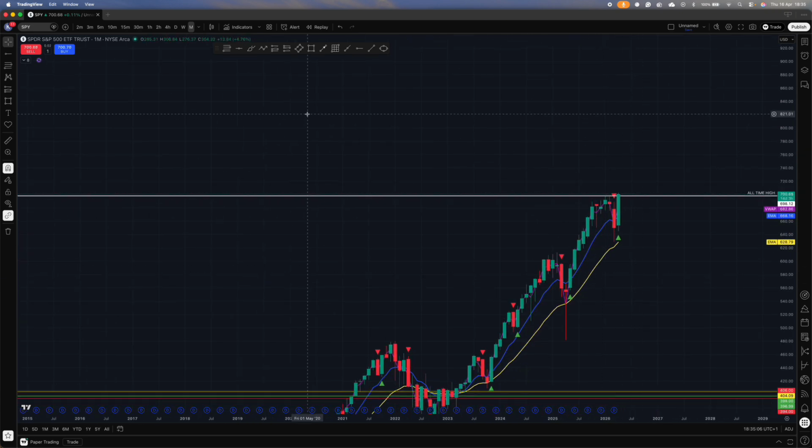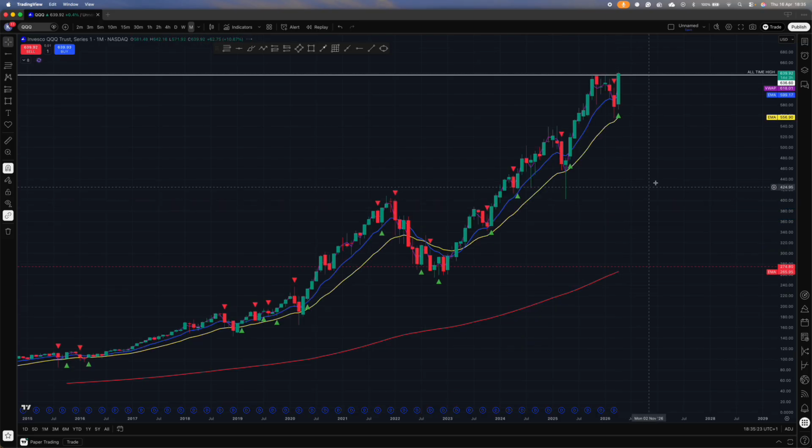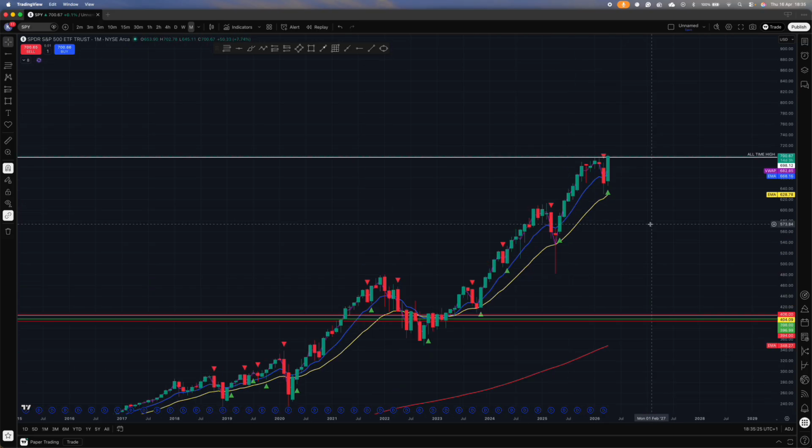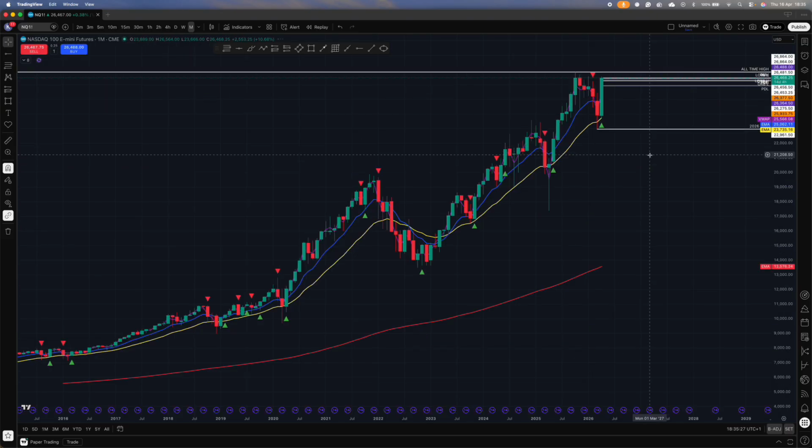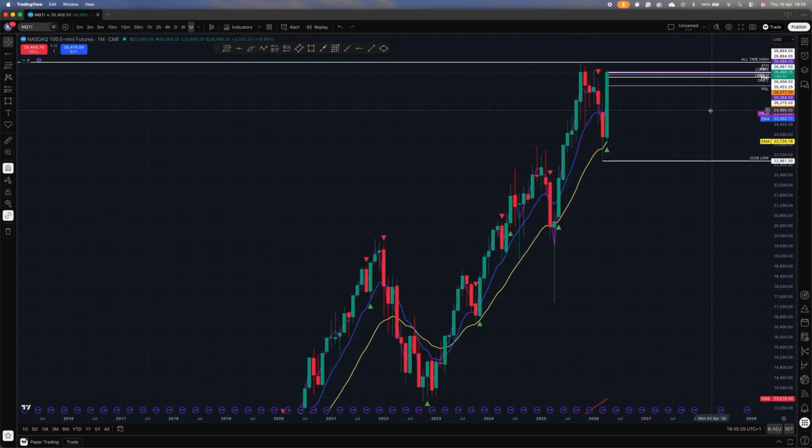So we've broken pre-market high, and this is what a lot of retail traders will be trading. They'll be trading SPY, QQQ, especially when it comes to options, as opposed to trading NQ or ES. So I like to look at, so we've broken all-time highs on QQQ, we've broken all-time highs on SPY, and NQ is not far from breaking their all-time high.